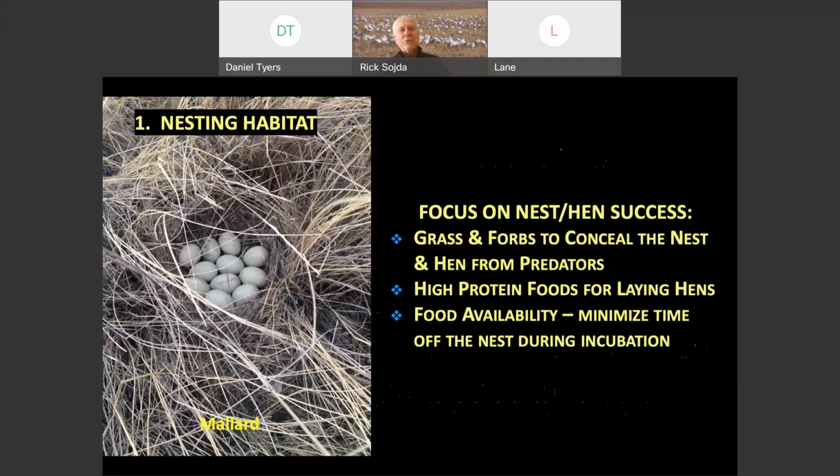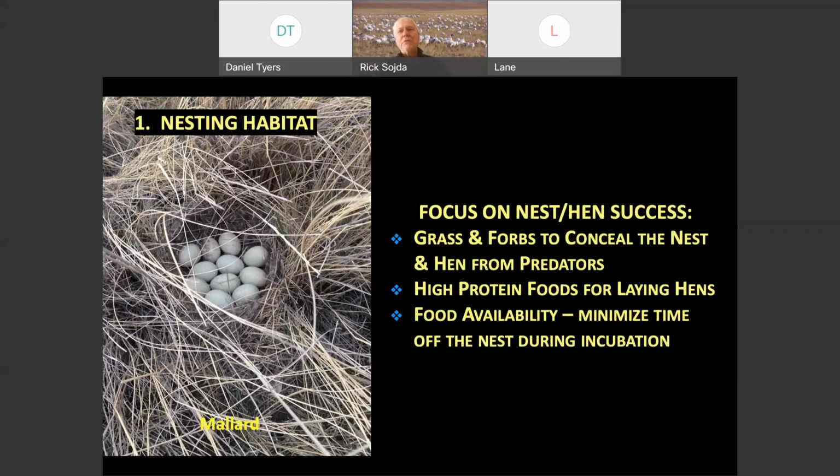Nesting habitat's the first item to talk about. We want to focus on nest success and hen success. Grass, particularly for pheasants, they need grass and forbs to conceal the nest and hen from predators. That's true of all upland game birds. We're going to talk a little bit about the difference in the different species.